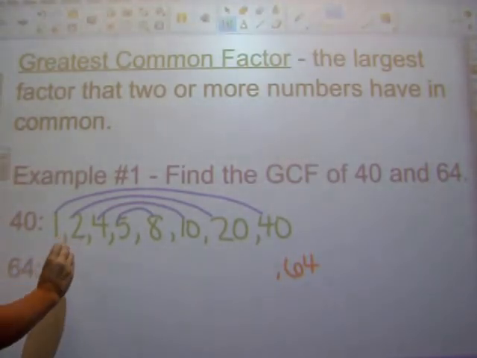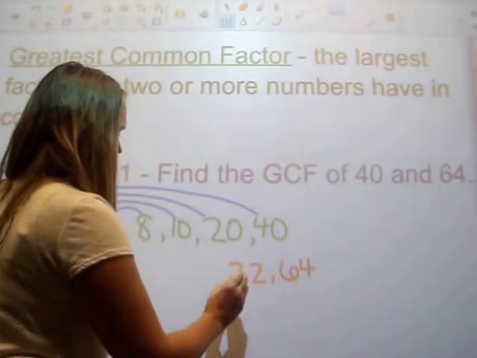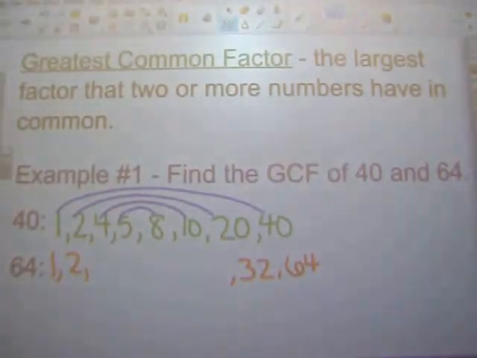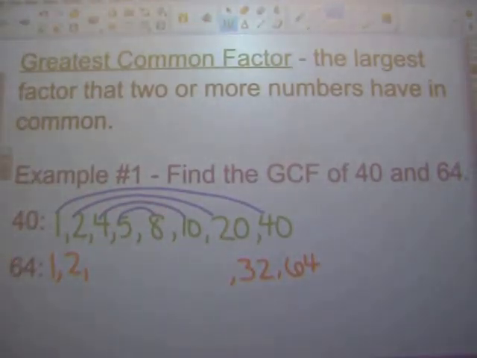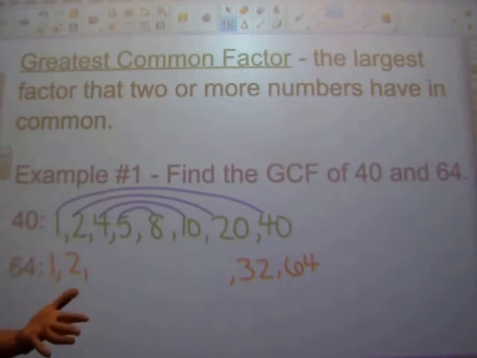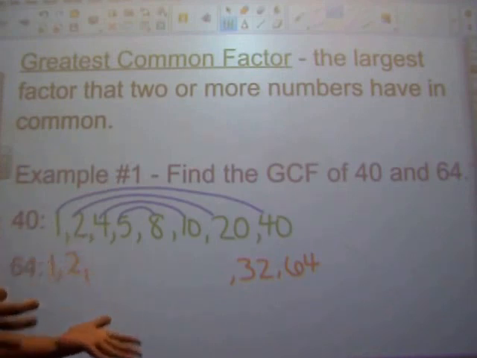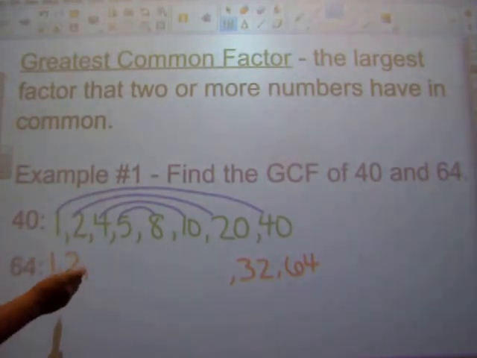It's even, so we know 2 works. 2 times 32. 3, I know that 3 doesn't work because the divisibility rule for 3 is if the sum of the digits is divisible by 3, then the number is divisible by 3. And 6 plus 4 is 10, and 10 isn't divisible by 3, so I know 3 doesn't work. But you could also just work out the long division, and if you have a remainder, then that means the number is not a factor of it as well.